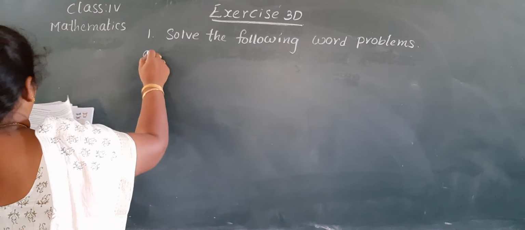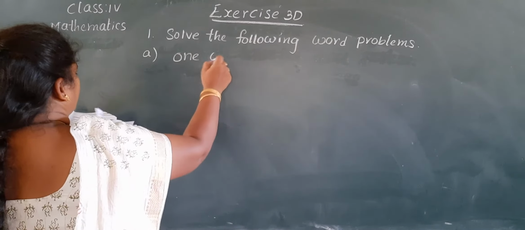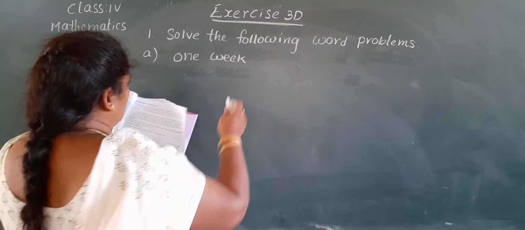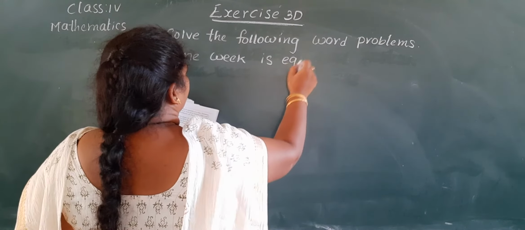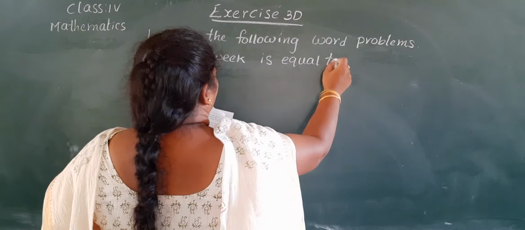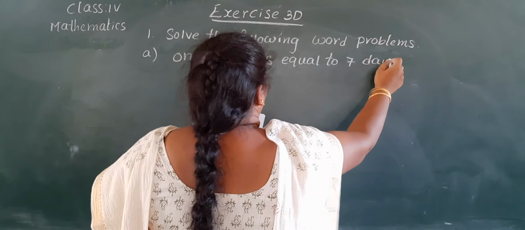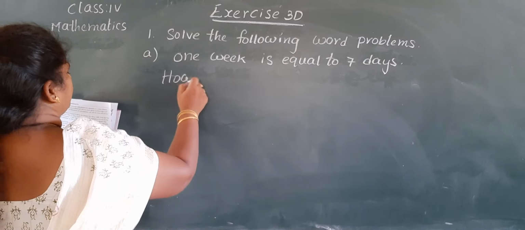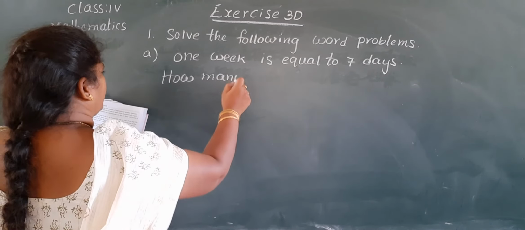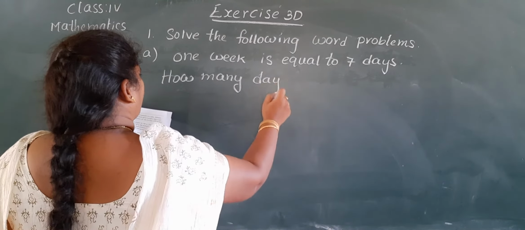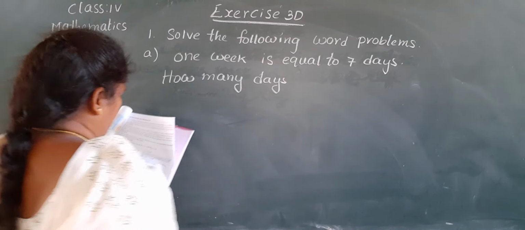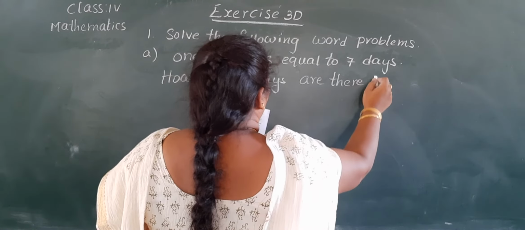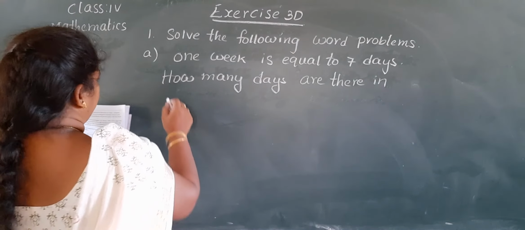First one, 1 week. Write neatly in your classwork, Nana. 1 week is equal to 7 days. How many days are there in 5 weeks?